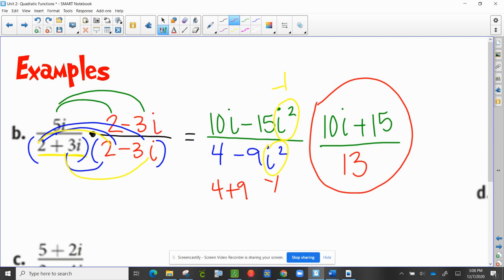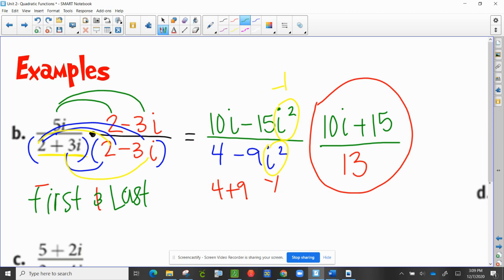Okay, so we multiply top and bottom by the conjugate. Use some shortcuts where you have them. The middle terms always cancel, so you don't necessarily have to write those. You just need the first term and the last term. So the first term and the last term.